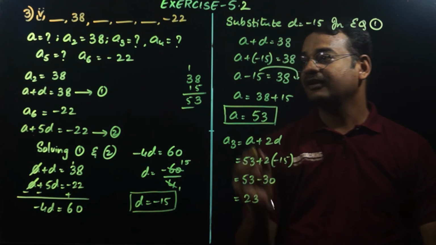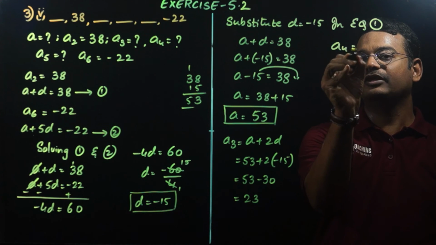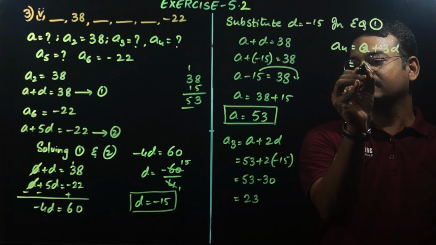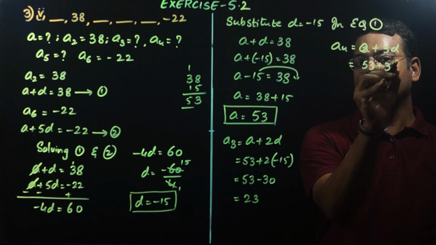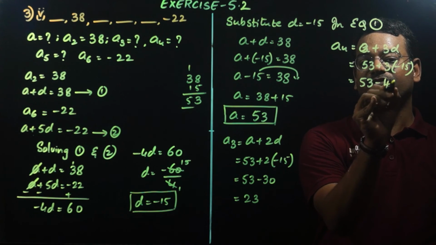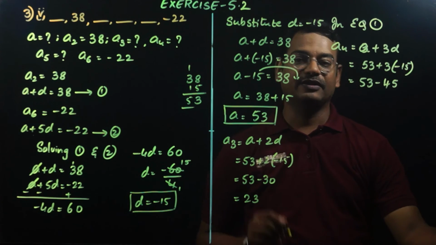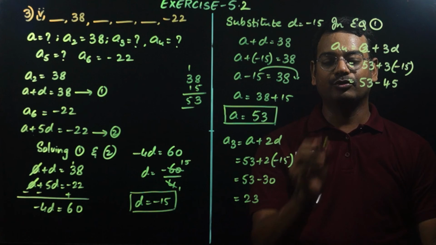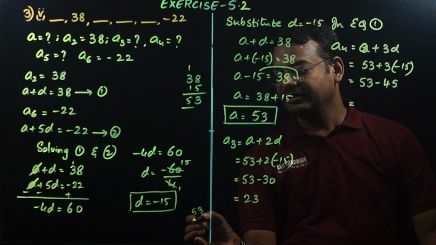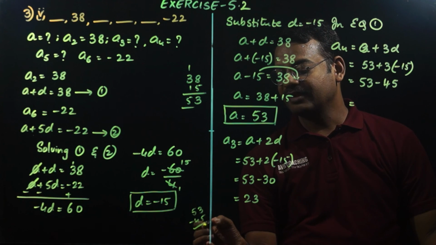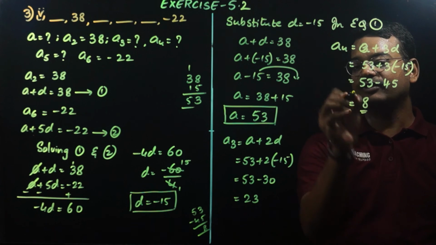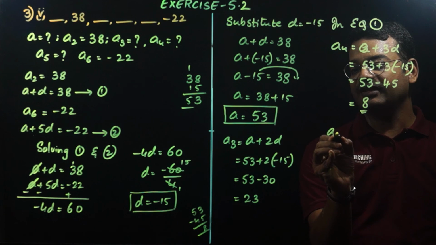Similar way we will find A4. A4 equal to A plus 3D. So A value is 53 plus 3 into D, which is equal to 53 minus 45. 3 into 15 is 45. So the value will be equal to 53 minus 45. Now 53 minus 45, 13 minus 5 is 8. So 53 minus 45 is 8. A4 is 8.